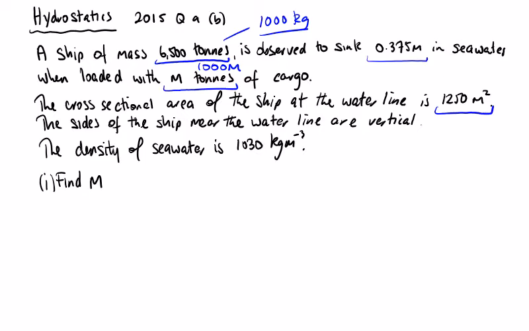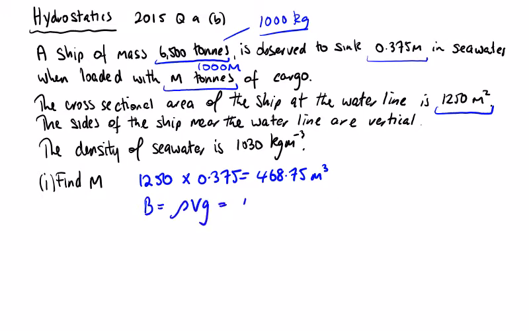Okay, we can get the extra submerged volume by multiplying the area, which is 1250 meters squared, by another meter, 0.375, and that's going to give us 468.75 meters cubed. So the extra buoyancy is rho Vg, so the extra buoyancy is equal to 1030 by 468.75 by g. So that's a big number, 482,812.5 g.